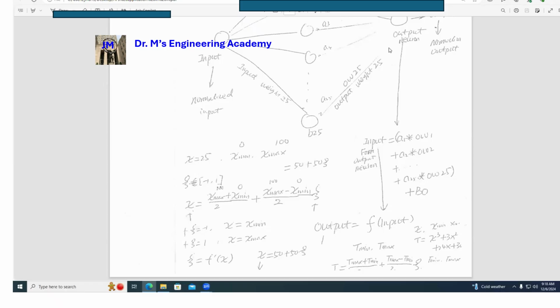Suppose this is x minimum and x maximum. I'm talking about a single input. So the x minimum value and x maximum value are physical quantities. This can be an electrical signal, an acoustic emission signal, or any other signal. So this is the minimum value and maximum value.